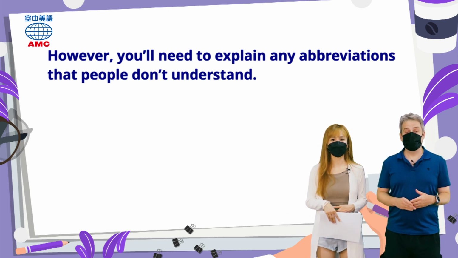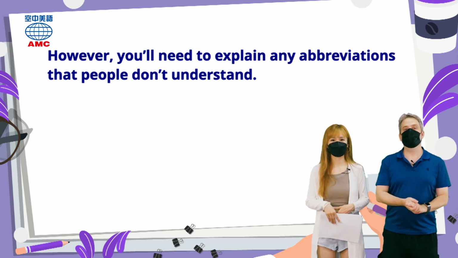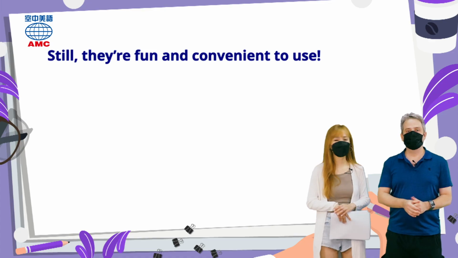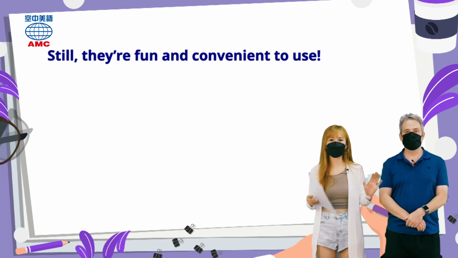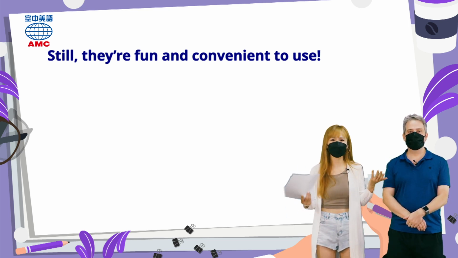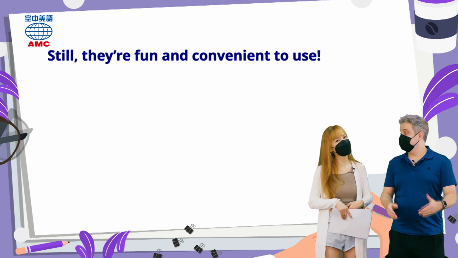So yes, you sometimes might need to explain an abbreviation if somebody doesn't quite get it. Often when you're talking to old people, they don't get them. But the article concludes by saying, still, they're fun and convenient to use. 没错，虽然我们可能要解释给不同年代的人，这个是什么意思，不过缩写还是很好玩，而且很方便使用。And that's the end of today's article.